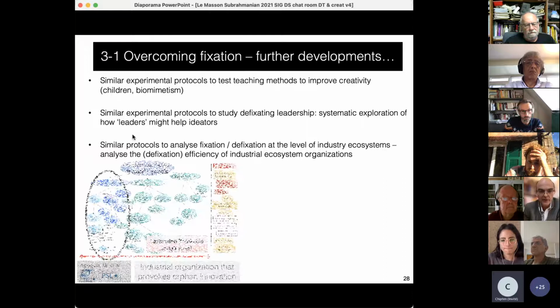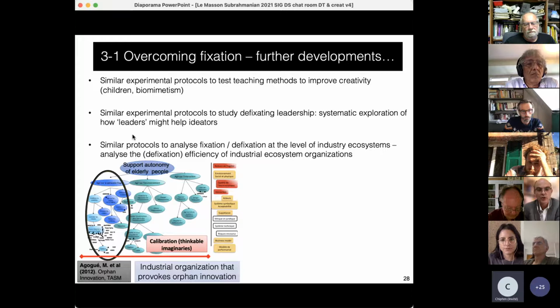Marine Agogé, again, was able to diagnose fixation on the general question: how to find innovative solutions to support autonomy of elderly people. She checked innovation projects at the EU level and French level, and she has shown that all the projects were in the restrictive area. And she has checked that it was much more related to a cognitive effect than an economic effect. So some industrial organizations can provoke orphan innovation, meaning that some areas of exploration are just not explored.